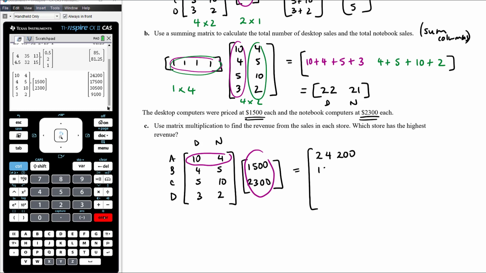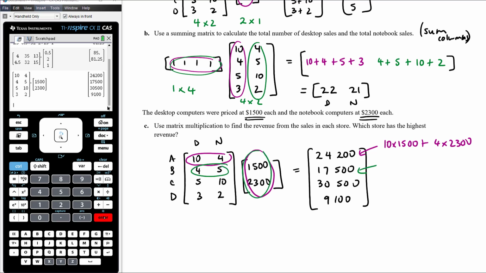And we get 24,200, 17,500, 30,500, and 9,100. So you can absolutely do that by hand. This number would have come from doing that purple row times the purple column I've got circled, so that would have been 10 times 1,500 plus 4 times 2,300. For this number, the row times the only column would be 4 times 1,500, so that's the total desktop revenue, and then 5 times 2,300, so that's the total notebook revenue, etc.